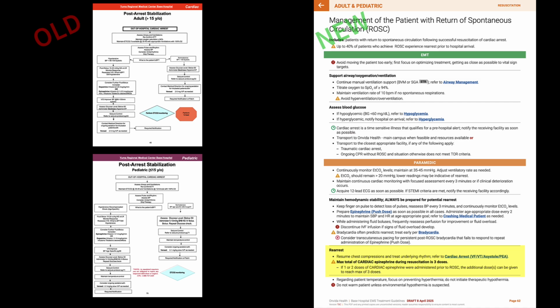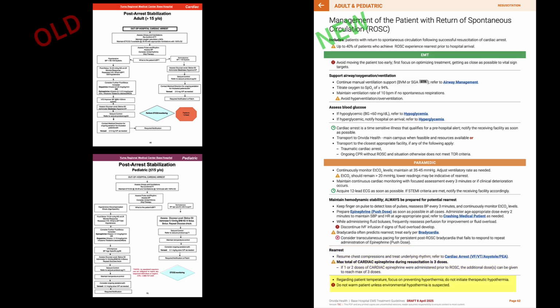Obviously, you need to resume chest compressions, and we have a hyperlink to get you back to the cardiac arrest page if needed. As we just discussed on the prior guideline, here's a caution statement reiterating the fact that you are not to give any more than 3 total doses of epinephrine throughout the entire patient encounter. The count does not restart each time the patient achieves ROSC and rearrests.